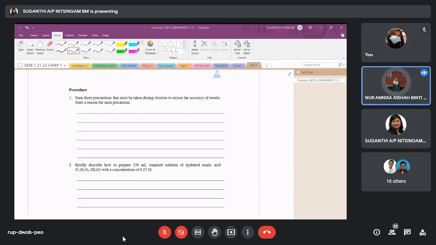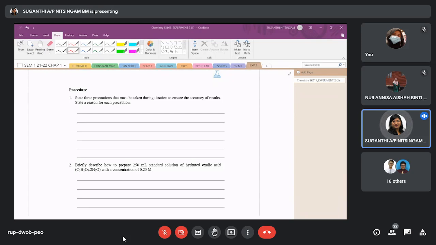To ensure there are no air bubbles trapped at the burette tip. Okay. So what will the air bubbles do? Affect the volume of the NaOH. Yes, correct. So you must make sure that there is no air bubbles at the tip of the burette.